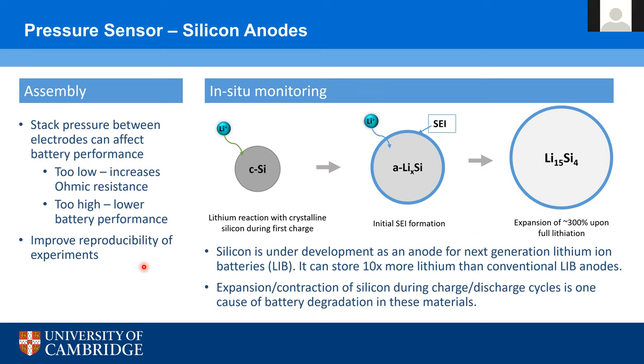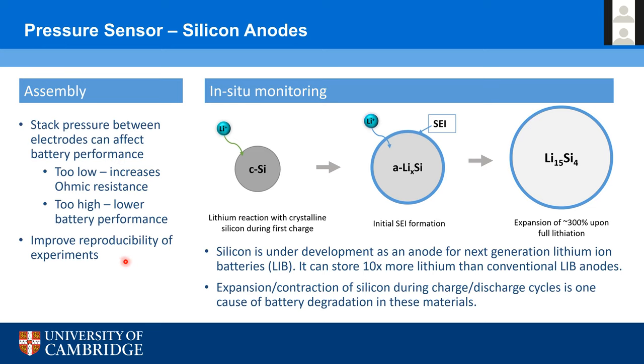Integrating the pressure sensor gives us two main benefits. The first is when we assemble the cell: the stack pressure, so the pressure applied between the anode and the cathode, is quite important, because if it's too low, then we introduce extra ohmic resistance, and if it's too high, then we reduce the battery performance. So it's key to get an optimum pressure between the two electrodes. We think this is dependent on the battery chemistry used as well, so it's a good idea to be able to test this for different battery chemistries.